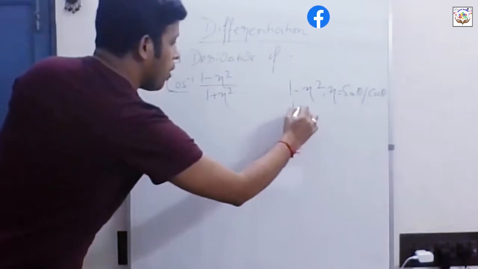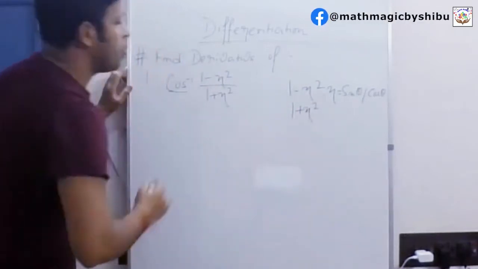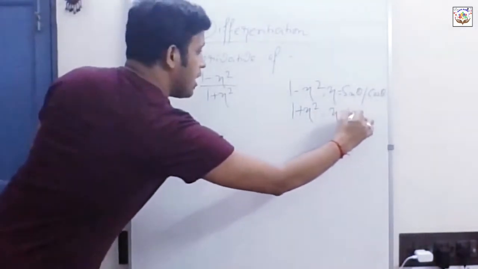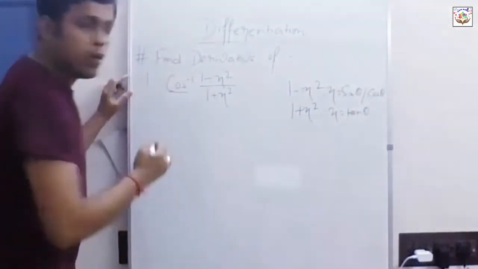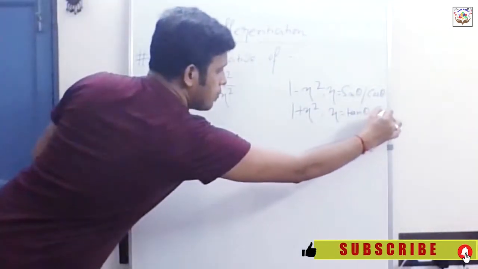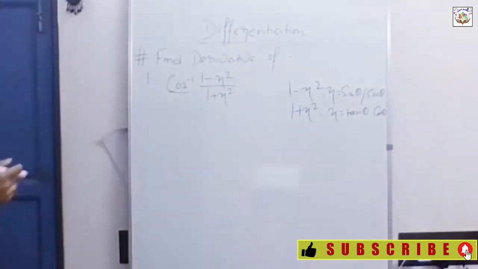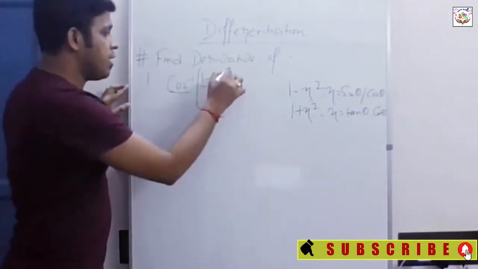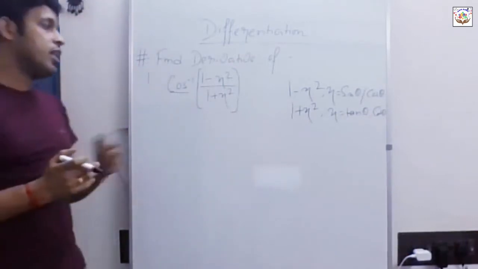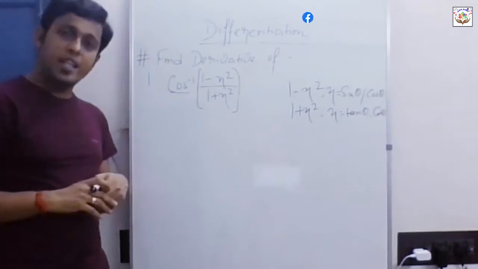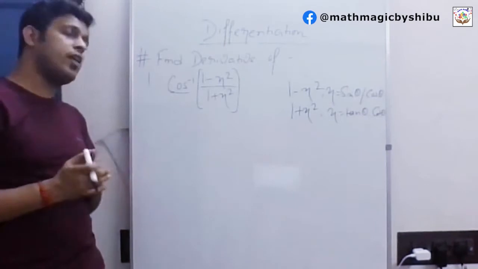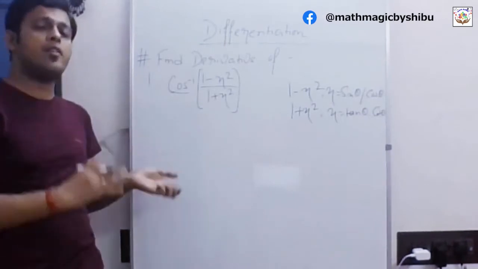For 1 plus x square, you'd see that we generally take x as tan theta or cot theta. Also, we need to check what is in the beginning, as I have mentioned; here it is cos inverse. So for the derivative as well as for the integration, we need to check how we can simplify the problem first, and then do the derivative or integration.